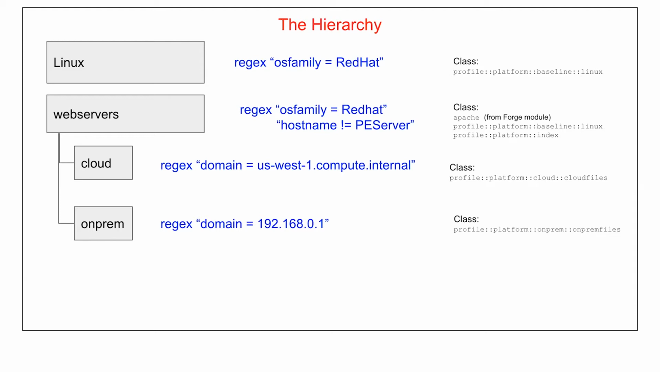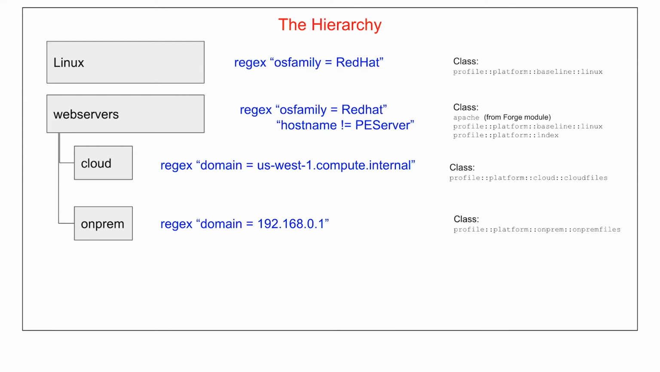And I wrote two more pieces of code. Profile baseline Linux. Don't really need that. They would have gotten that. And a profile platform index. And what that is doing, I'll show you in a minute. That is actually pulling down, for our example, the index.html page.